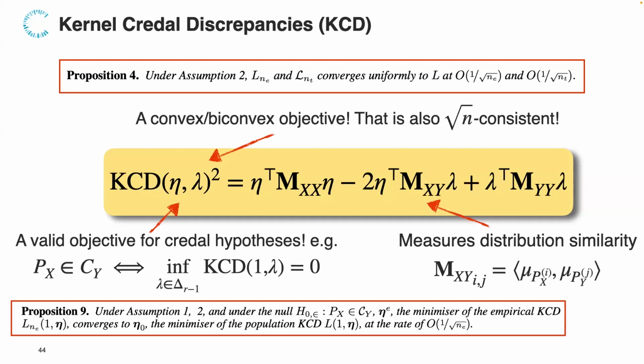It's because under the null, when Px is inside Cy, it is an if and only if condition that when you minimize KCD, you actually can recover the parameter of interest, the convex weight. So this is why the assumption kicks in. So if you assume that P of x can be written as a convex combination of some P of y's, then by solving this optimization problem at the population level, you can recover the exact parameter. But in reality, we know that KCD is a population quantity, so we need to estimate it with samples. Then there will be estimation error in the convex weights.